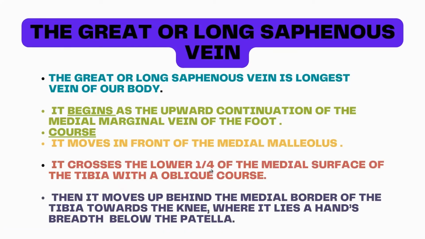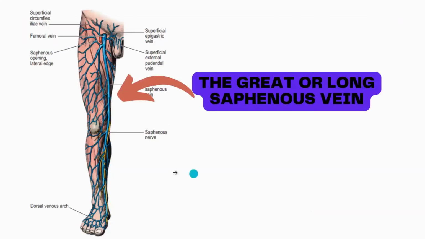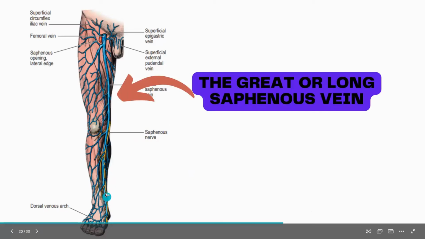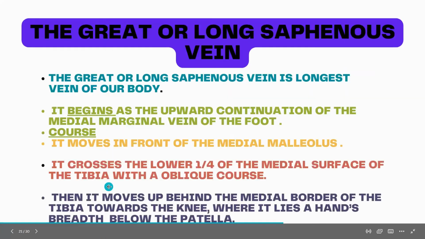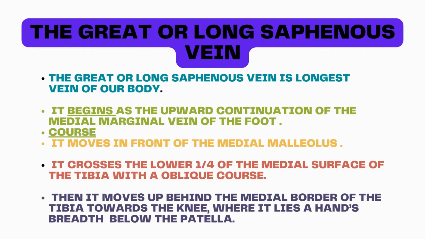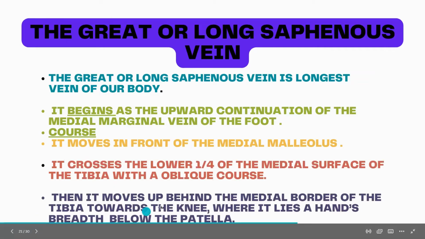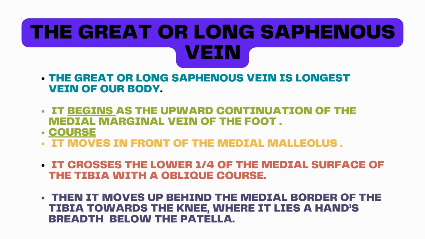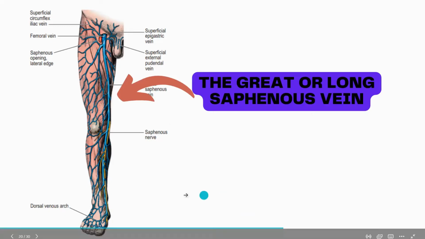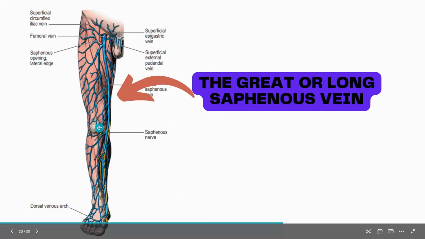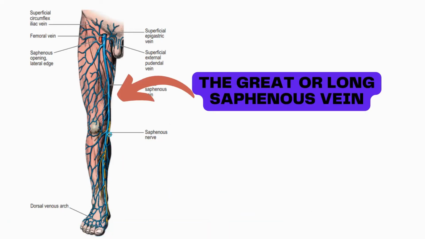It crosses the lower 1/4 of the medial surface of the tibia with an oblique course. So here you can see it is crossing the lower 1/4 of the medial surface of the tibia in an oblique course. Then it moves up behind the medial border of the tibia towards the knee, where it lies a hand breadth below the patella. So here you can see it is lying about a hand breadth below the patella.